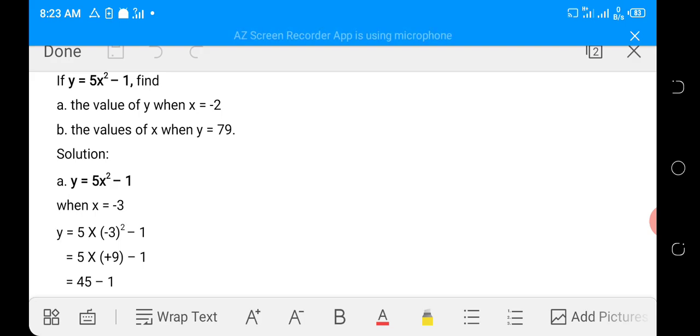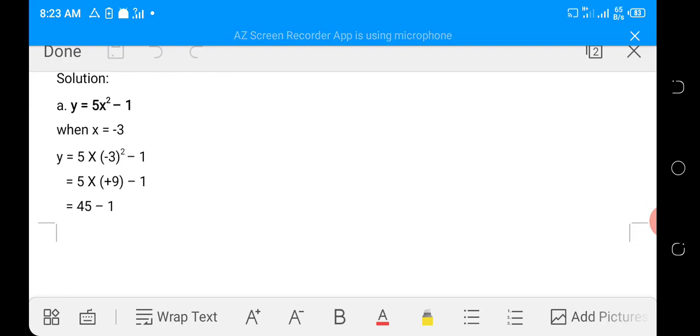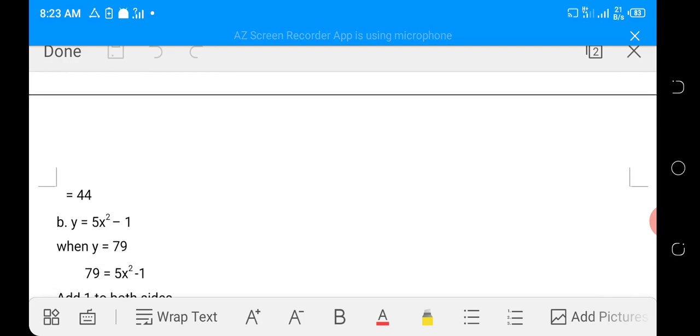That is going to be 5 times, then substitute for x, we have -3 in bracket. Because x is squared, we need to put the square on that -3, then -1. Then solving the expression in the bracket, the square of -3 is going to be +9. So 5 times +9 minus 1. Opening the bracket, 5 times +9 will give us 45. So our y is going to be 45 minus 1, which is going to be 44. It means that y is equal to 44.